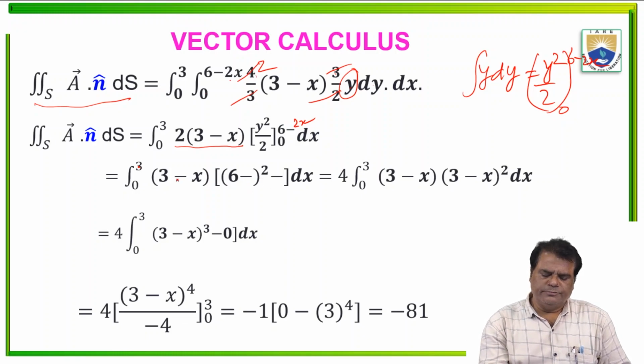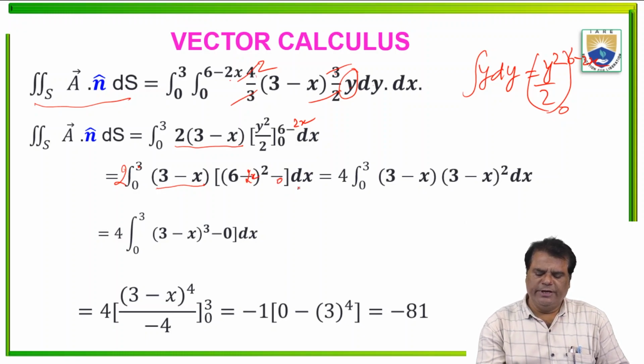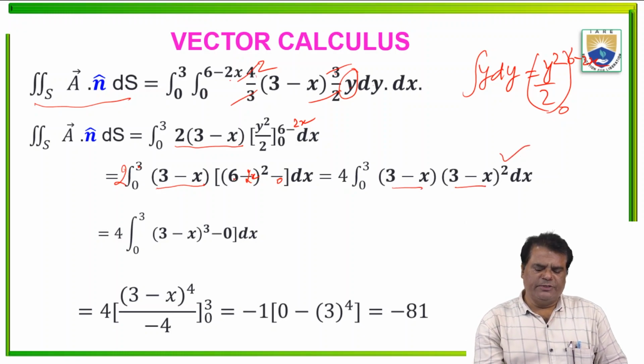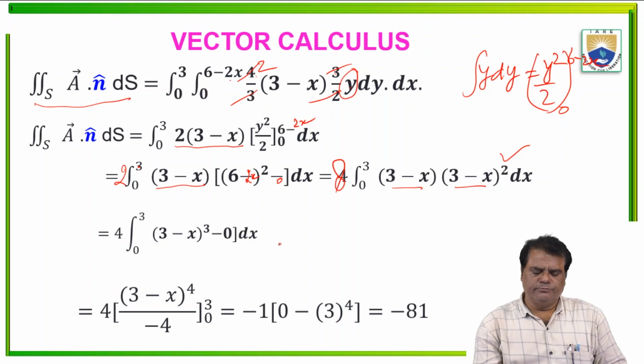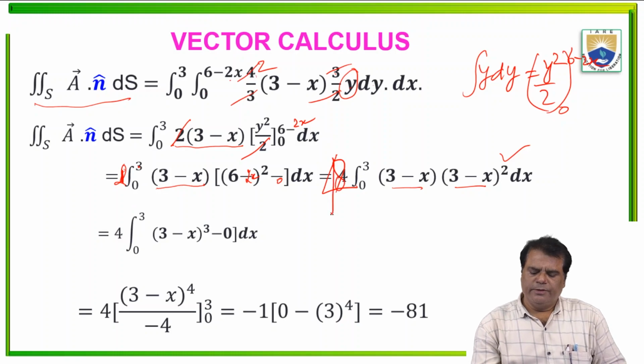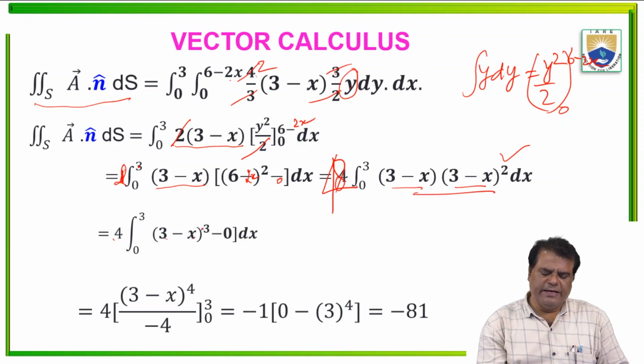So now 3 minus x, 2 into 3 minus x, and here 6 minus 2x whole square minus 0 dx. So here 4. How do we get 4? 2 is common here, from 3 minus x and 3 minus x whole square. 2 is common from this bracket, so 2 is cancelled here. So not 2 there, 4 only. This is correct. So here 4 times 3 minus x whole cube and minus 0 dx.